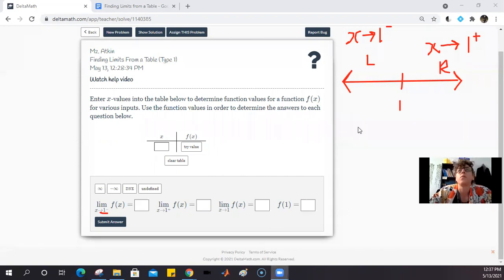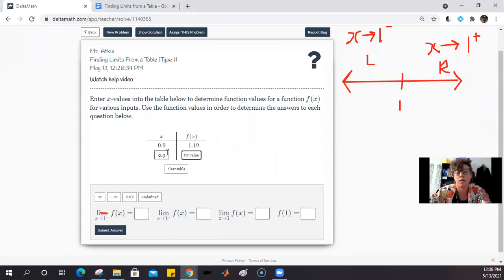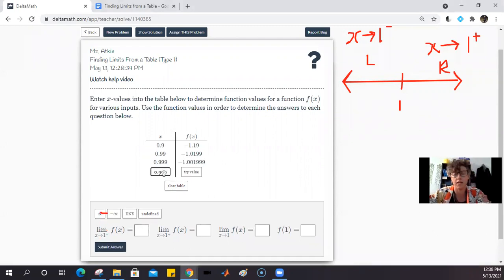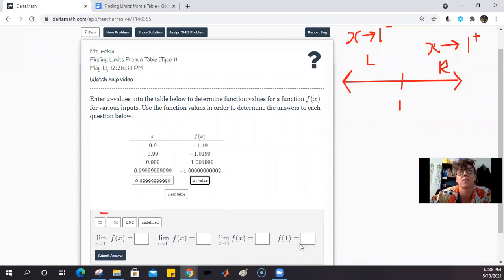Cool. If we want values from the left, I want numbers that are close to 1 but less than 1. So I could say 0.9. That's close to 1 but less than 1. All right, how about 0.99? Okay, that's even closer. How about this one? I'm just going to put in a ton of 9s. What do we get? This looks really close to -1. It seems to be approaching -1. Got it. Awesome.